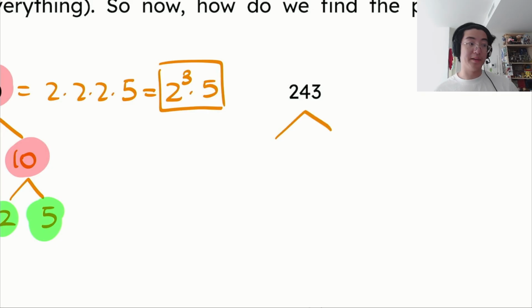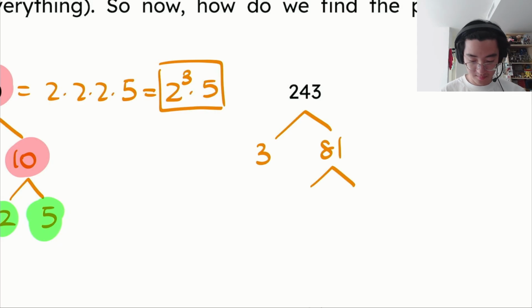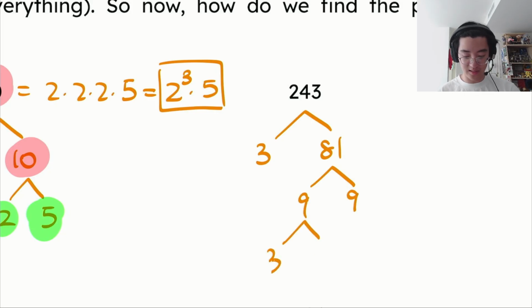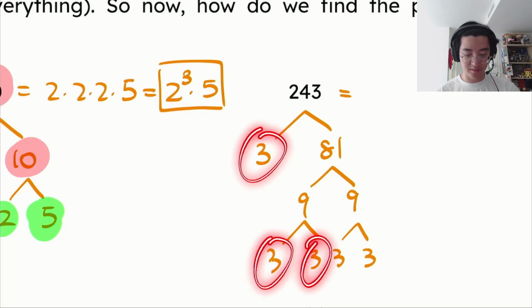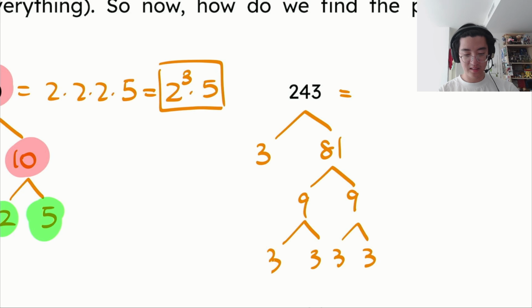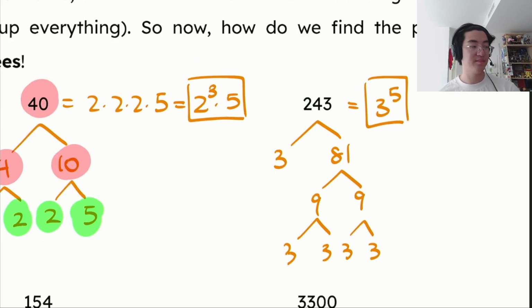Now 243. It's not divisible by 2, so we can check 3. 243 divided by 3 is 81. Perfect. And we know 81 is just 9 times 9. 3 is prime, so we leave it. 9 is 3 times 3. So right here, we end up getting 5 of those 3s. Those are the prime factors. So 243 is just 3 to the power 5. Okay, that's it.